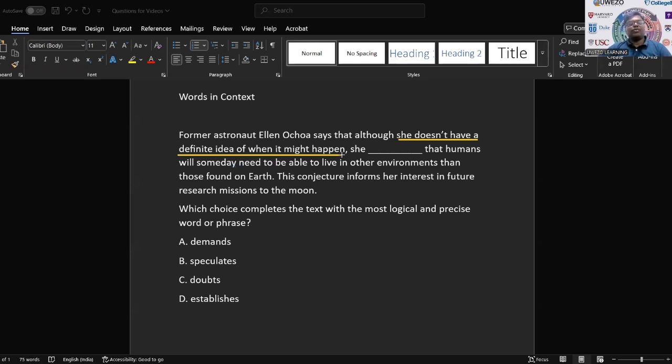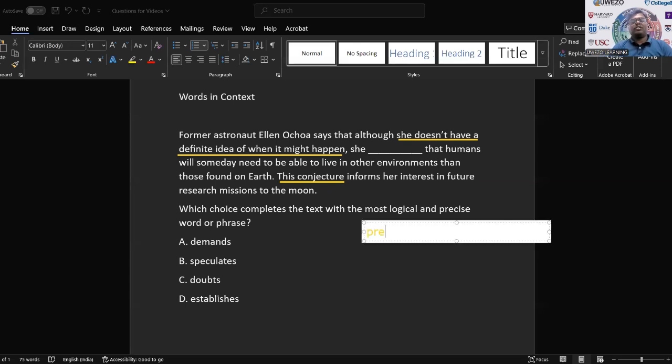Okay, so what we are talking about is living in other environments. So she doesn't have enough idea. If she doesn't have enough idea, what would she do? She would predict. And for that, we get one more support from the text that says this conjecture. When the text says this conjecture informs her, conjecture means a guess, a prediction. So my word for the blank is she predicts, right?